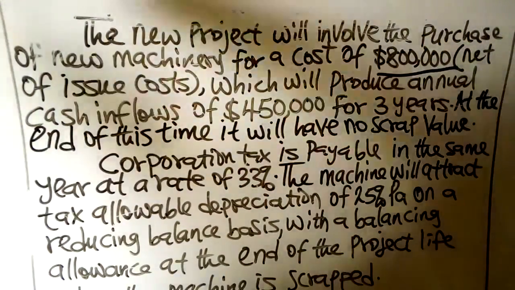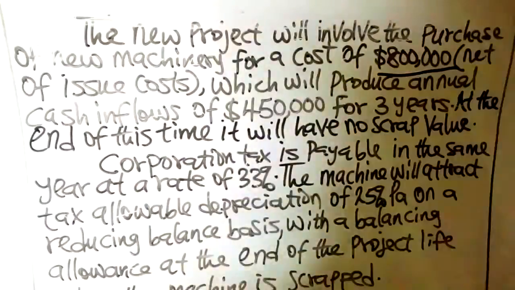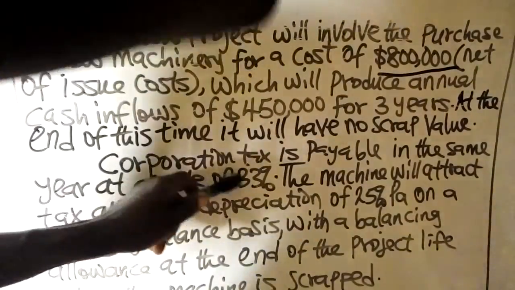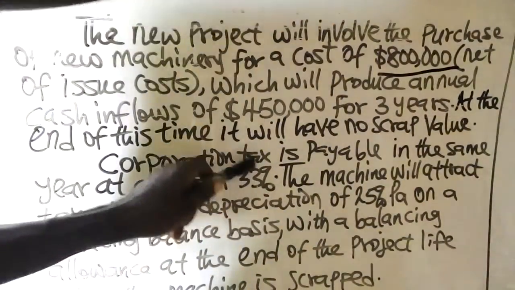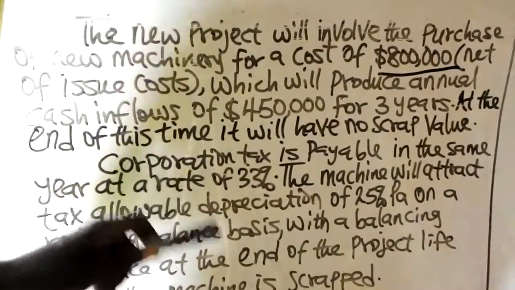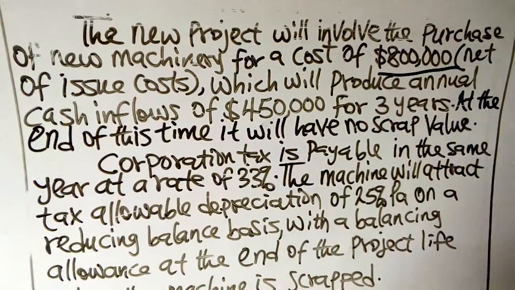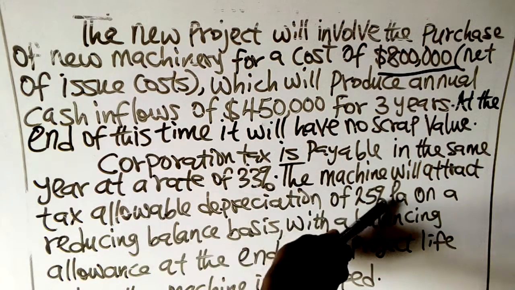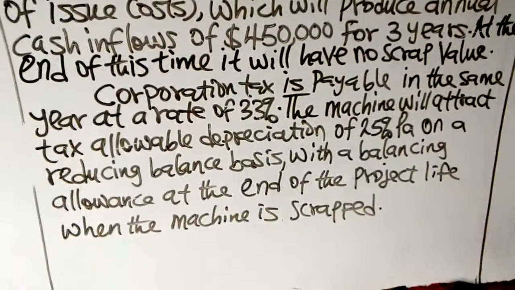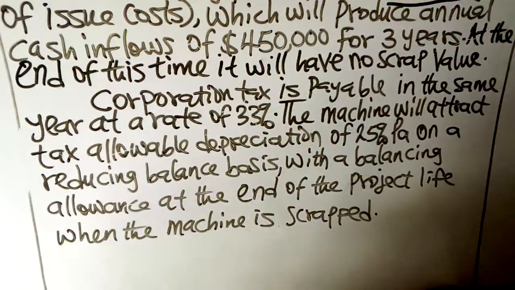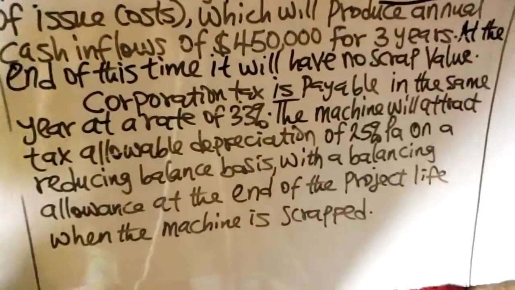Corporation tax is payable in the same year at a rate of 33%. The machines will attract tax allowable depreciation of 25% per annum on a straight line basis. Now let's compute the tax allowable depreciation, or capital allowance.